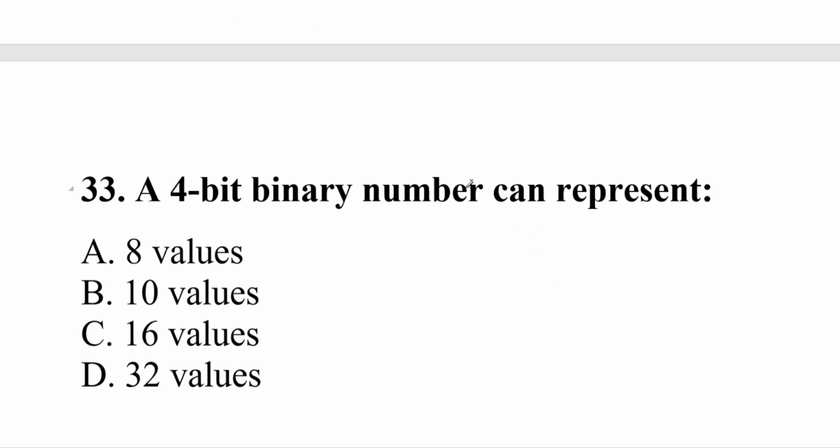A 4-bit binary number can represent option A 8 values, B 10 values, C 16 values, D 32 values. And the correct answer is option number C, that is 16 values. It means 2 power 4 equals 16 possible combinations. Moving ahead to question number 34.